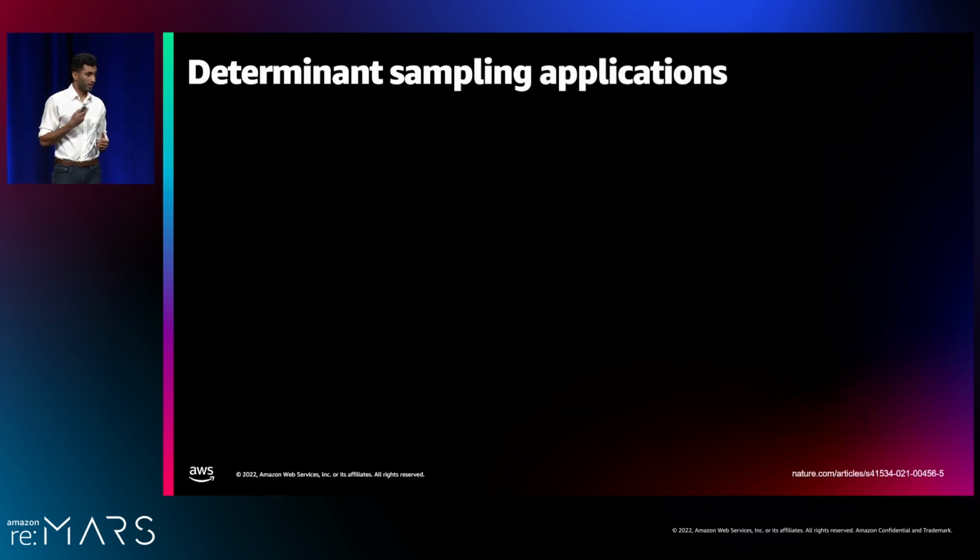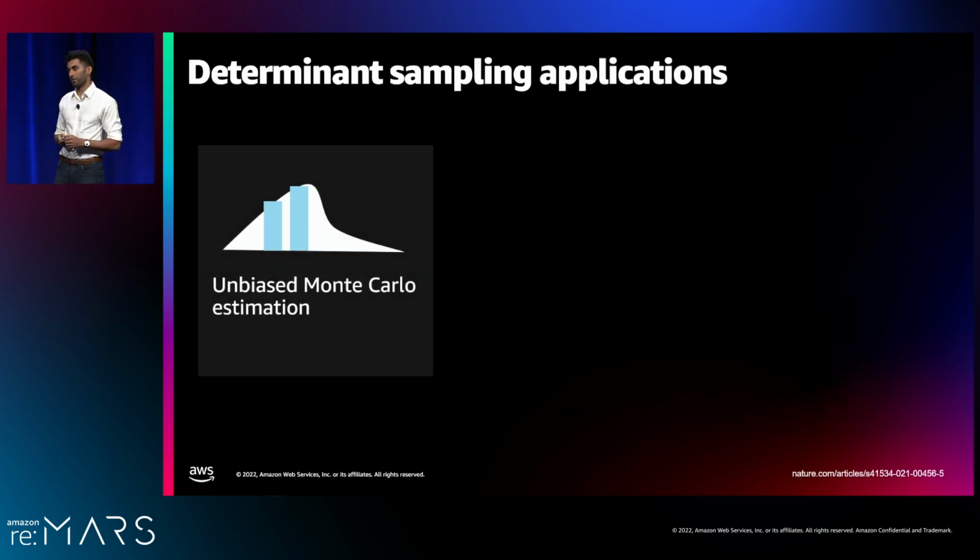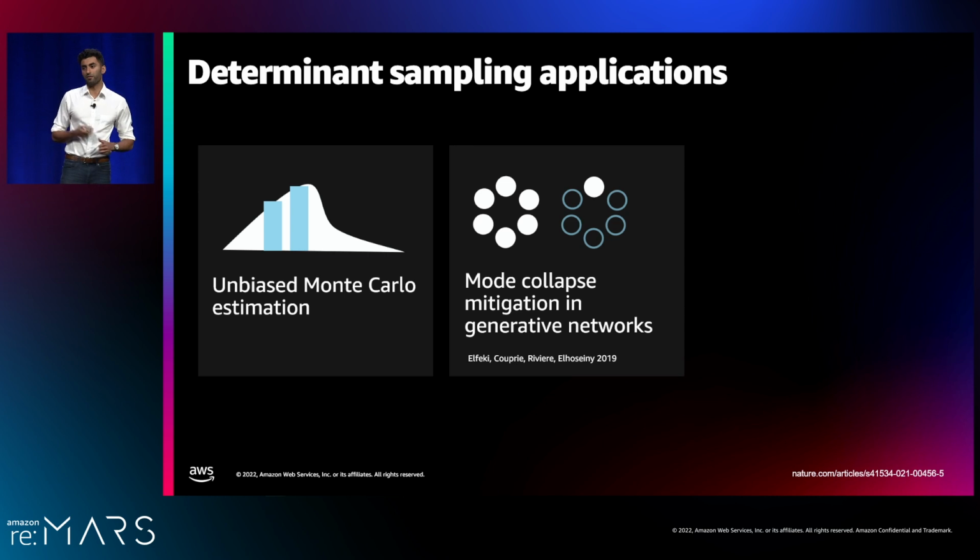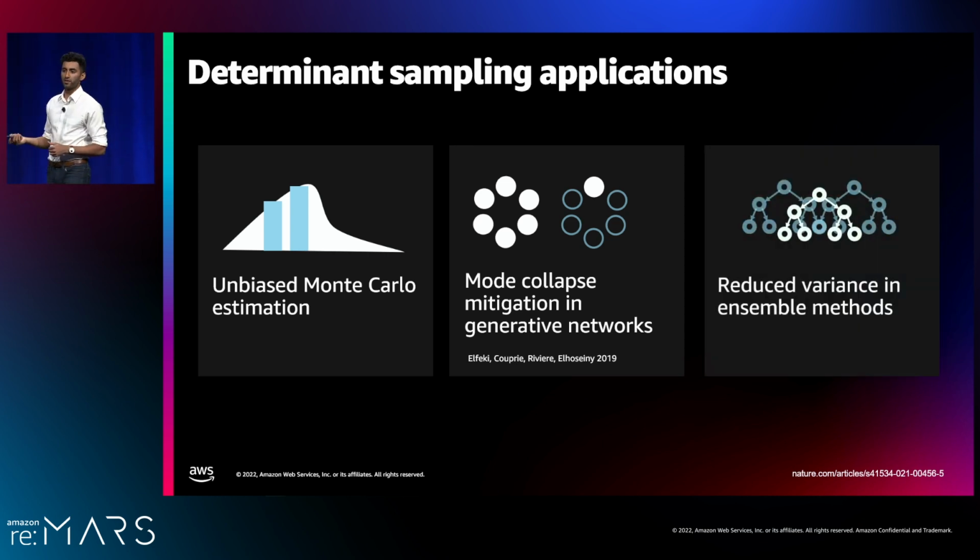And when you can do this, you have some very powerful applications in machine learning. First of all, you get a lot of unbiased estimators from Monte Carlo. You can prevent mode collapse in generative networks. And you can also reduce variance in ensemble methods.